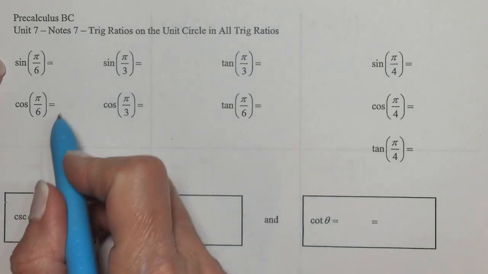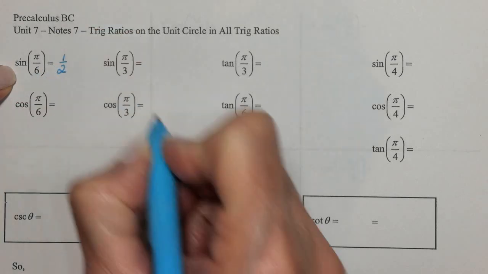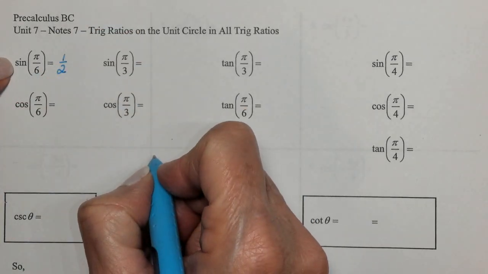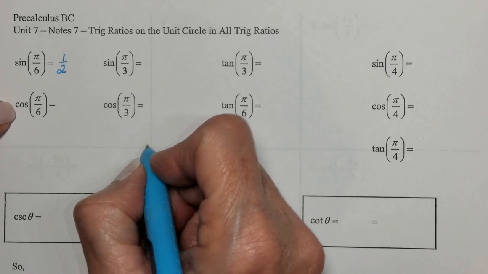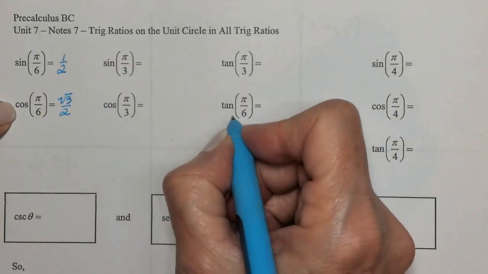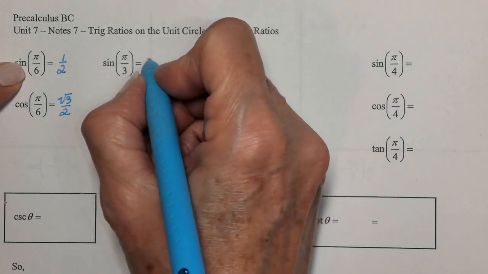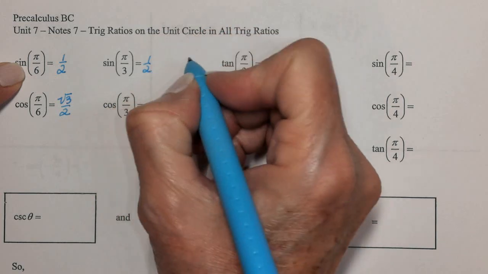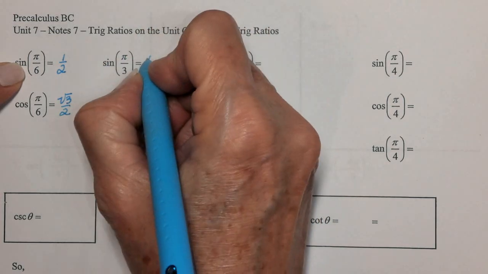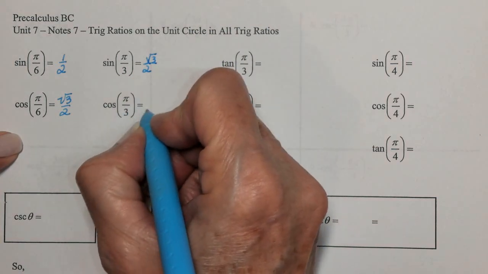Sine of pi over 6. We need to know that. That's the one that I memorized. That is 1/2. If sine of pi over 6 is 1/2, then cosine of pi over 6 is square root of 3 over 2. And sine of pi over 3, I'm sorry, sine of pi over 3 is square root of 3 over 2. Cosine of pi over 3 is 1/2.